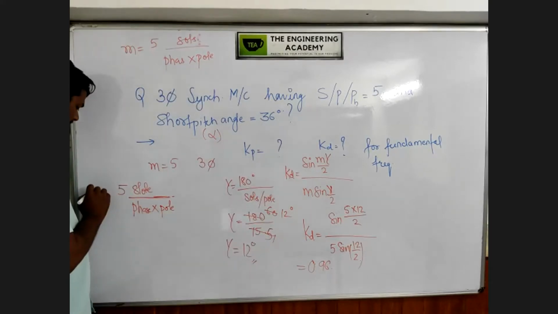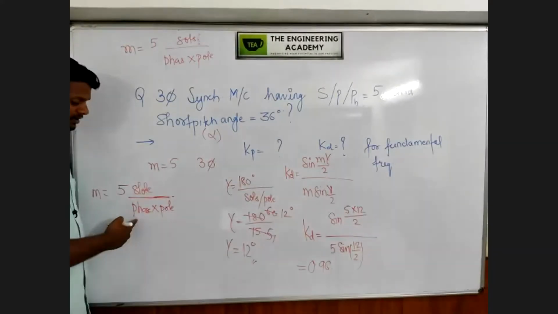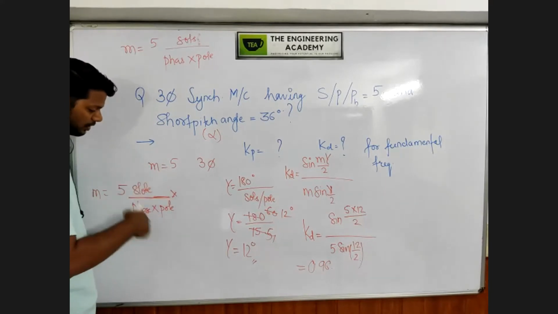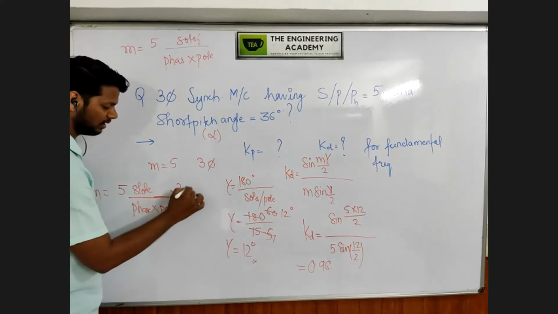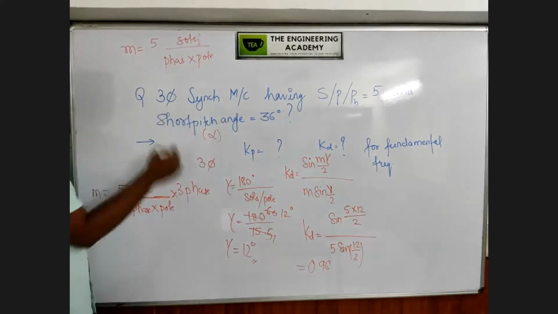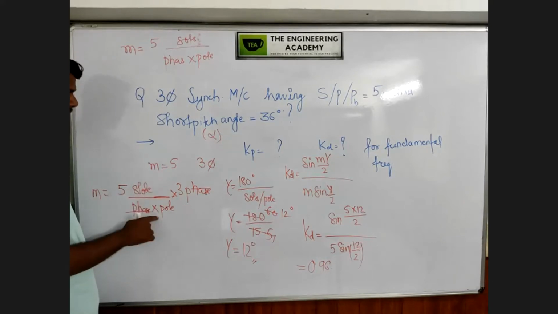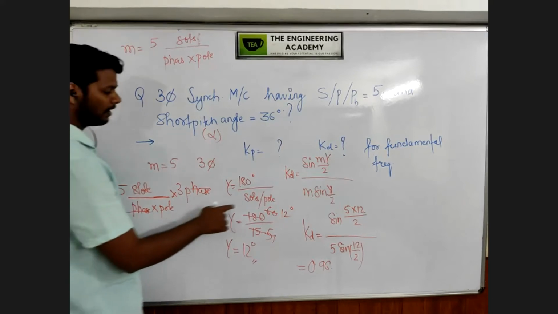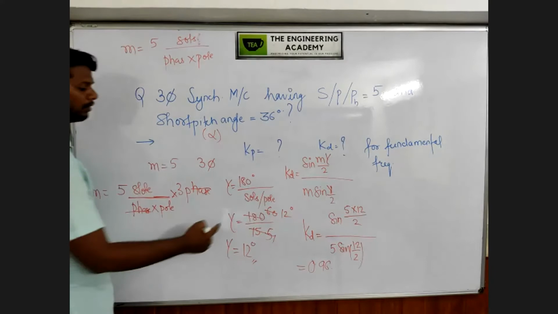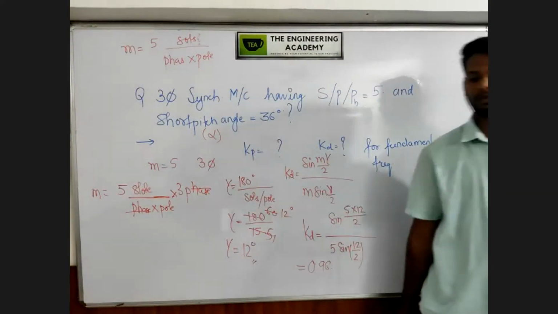Okay, listen everyone here. m is given as 5 slots per pole per phase, slots divided by phase into pole. If I multiply this whole equation with 3 phases, because we are having a three phase machine, then phase and phase will cancel, and we will get 15 slots per pole. So the value for slots per pole is 15. That's why I put 180 divided by 15.